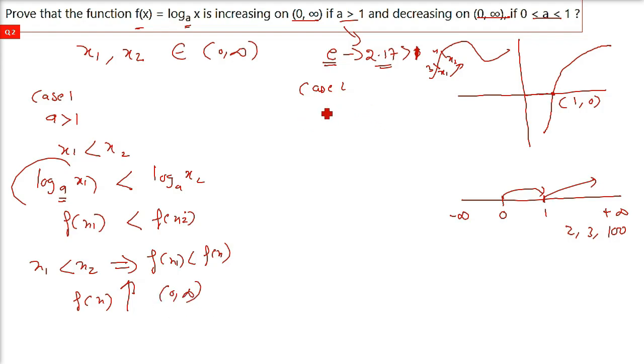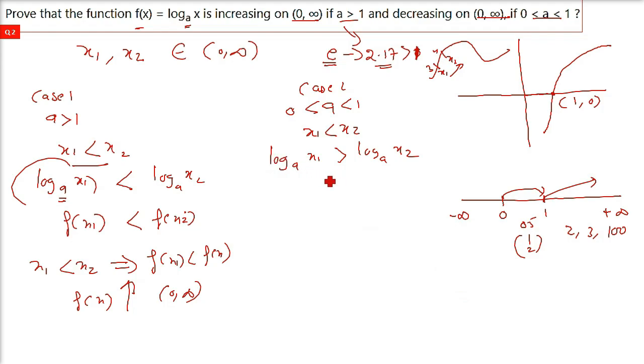Now coming to a very different situation, which is case 2. Again we are saying x1 is less than x2, same thing, x1 and x2 taken between 0 and infinity, but now a is between 0 and 1. Again, taking log on both sides of the relationship between x1 and x2, but it is not less than. When you take a between 0 and 1, it will be greater. Just assume that I am taking a as half.